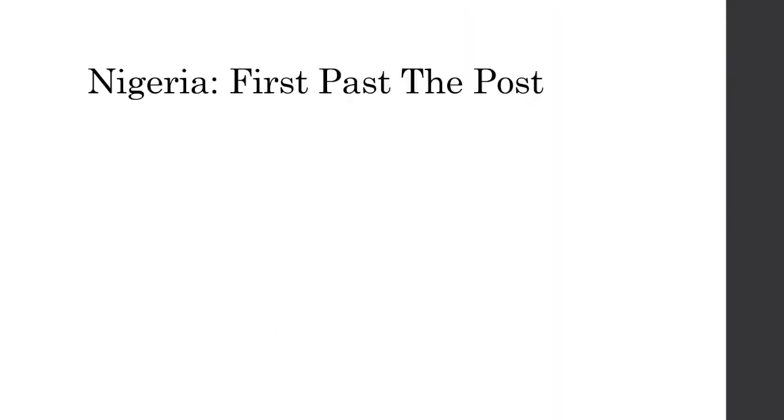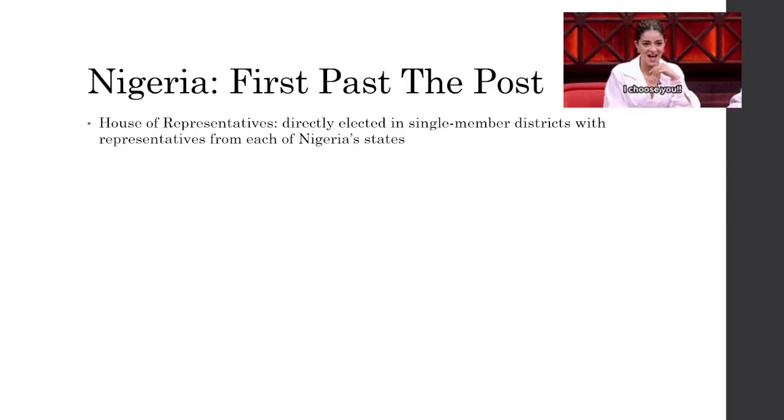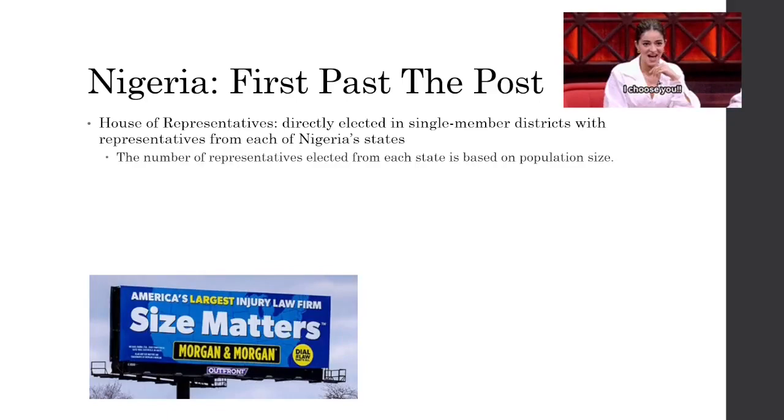So Nigeria also follows a first-past-the-post system. The House of Representatives is directly elected in, again, single-member districts. And the representatives are from each of the Nigerian states. The number of representatives elected from each state is based on the population size. So the number of districts within the states are based off the population size.